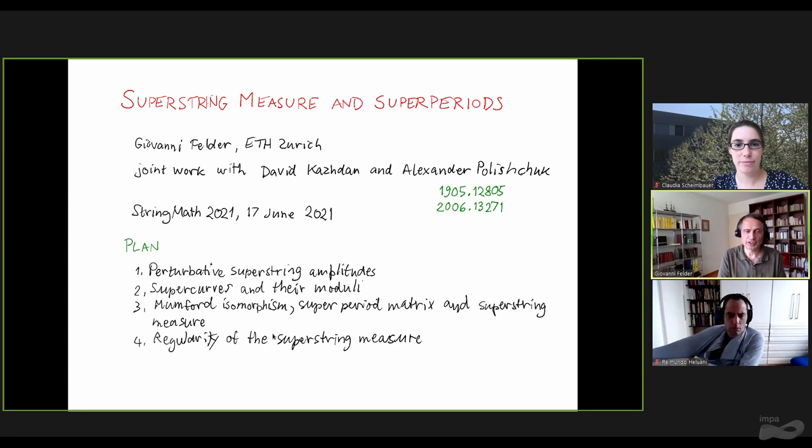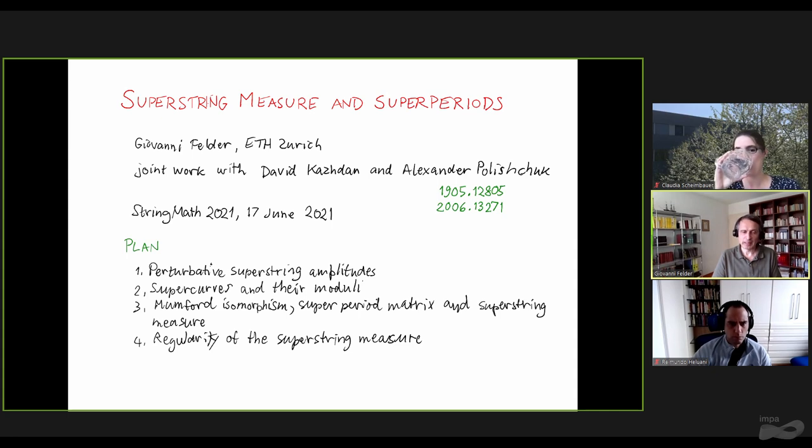I will shortly first recall what this superstring perturbation theory is, and then I will give some introduction to the notions of supergeometry, supercurves and supermoduli spaces that are needed for that. Then I will talk about the construction of this superstring measure, which goes through the Mumford isomorphism and the superperiod map. And then I will explain one of the subtleties that appear there, which has to do with the regularity of the superstring measure in higher genus.